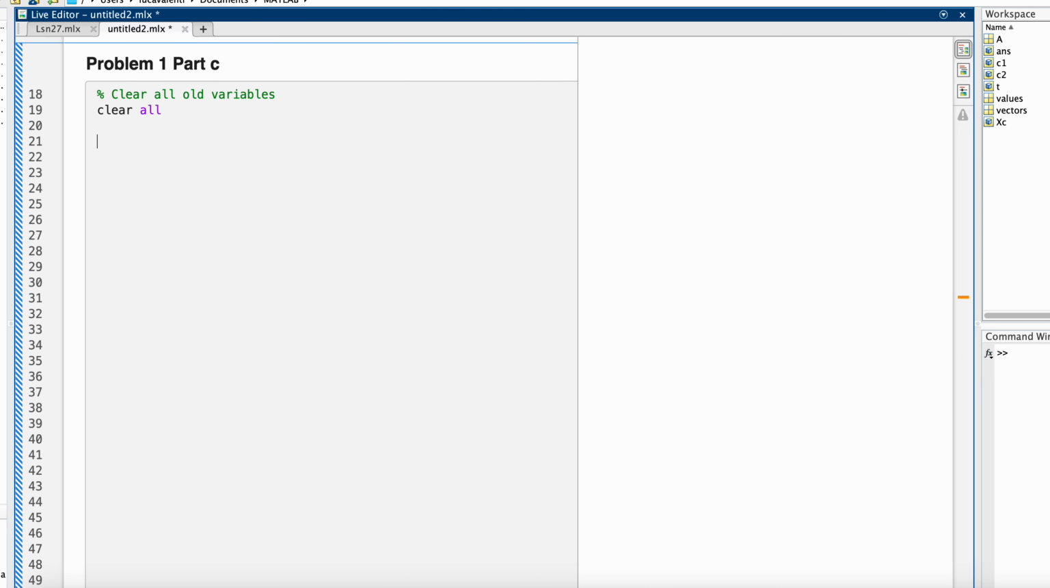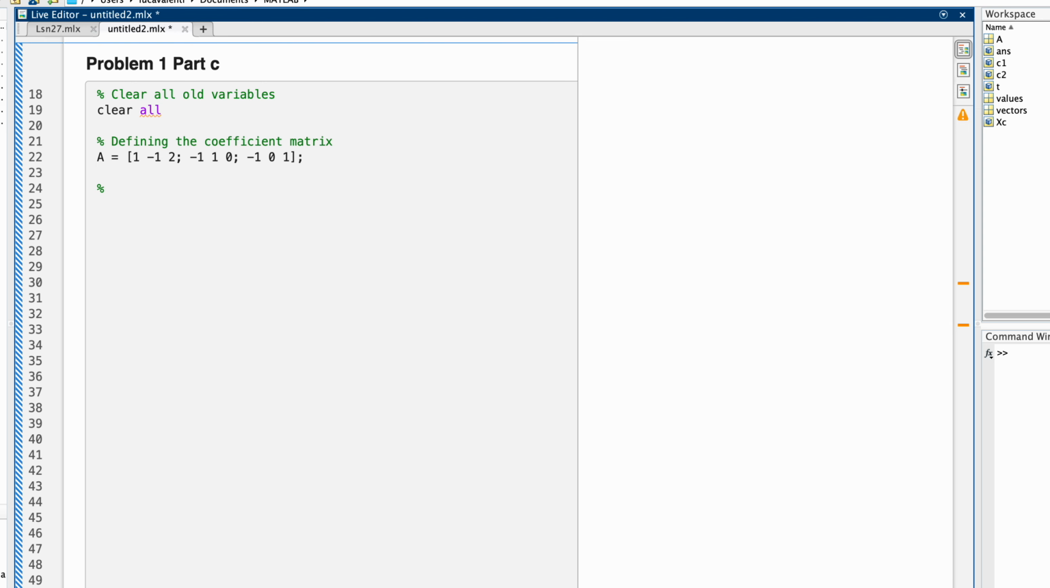Clear all. And we're going to define the coefficient matrix, which, if you remember, is 1, -1, 2, first row, -1, 1, 0 for the second row, and -1, 0, 1 for the third row. I'm going to put a semicolon because I don't want it to output.